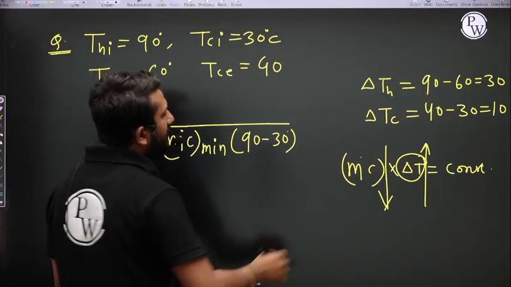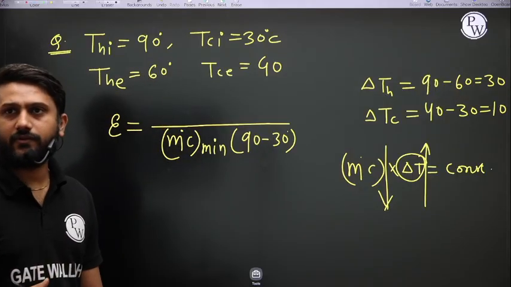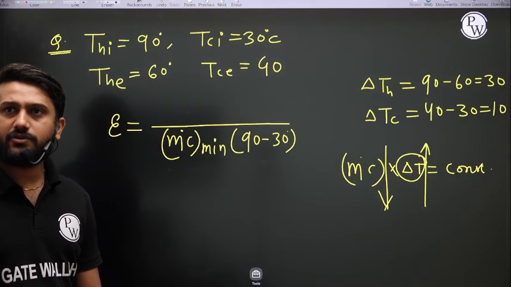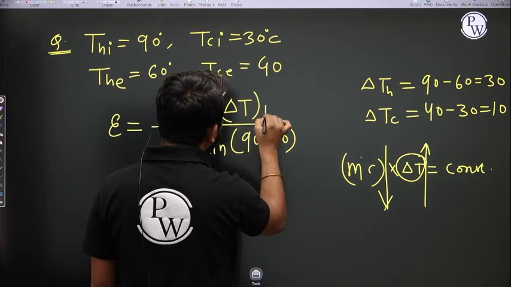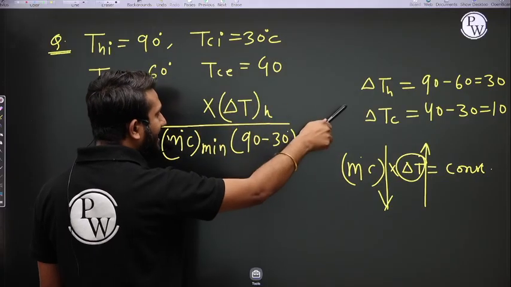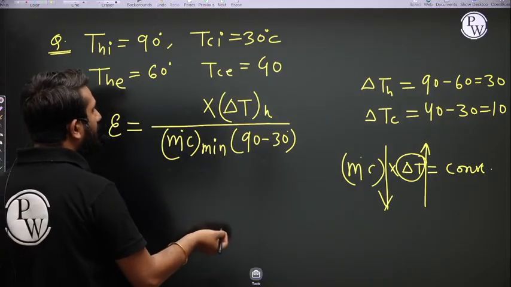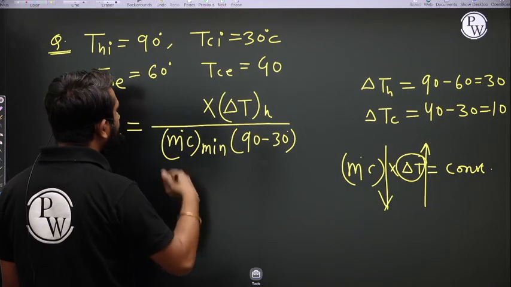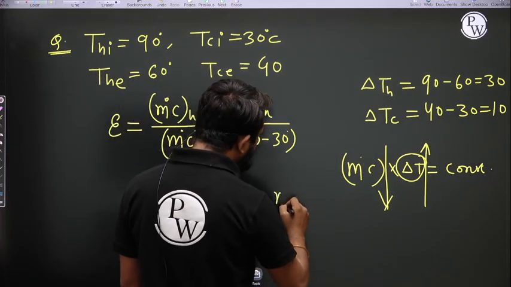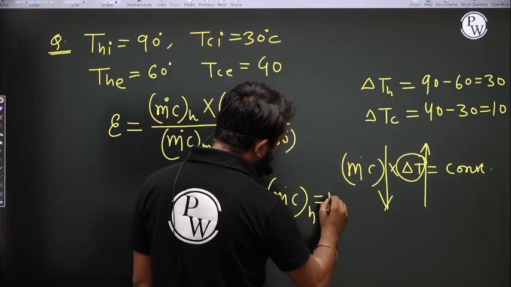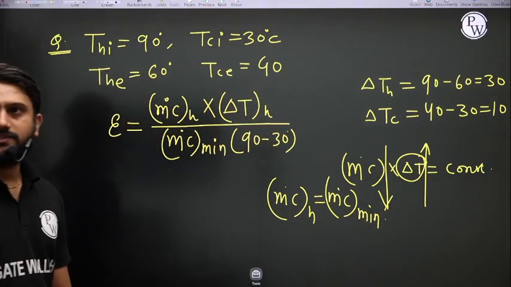Now see here, for these two, hot and cold fluid, the temperature difference is maximum for the hot fluid. So I'm writing here delta T for hot fluid, and automatically, if delta T_h is more, then the heat capacity rate for the hot fluid is less. The m dot c of the hot fluid is minimum, and this m dot c of the hot fluid is equal to m dot c minimum, the minimum heat capacity rate.